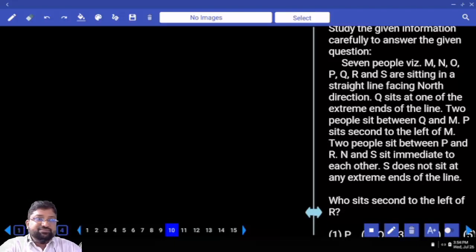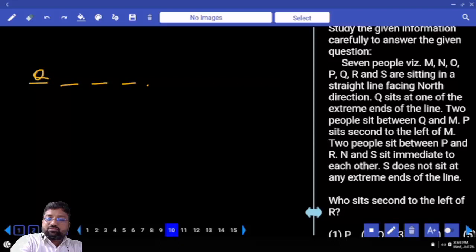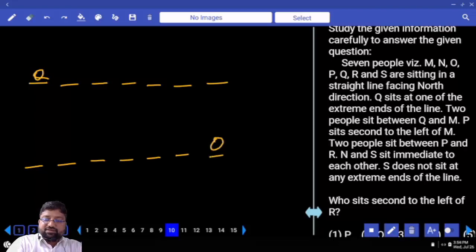Total how many persons? 7 persons. Q sits at one of the extreme ends of the line. This is Q. 1, 2, 3, 4, 5, 6, 7. 2 persons sit between Q and M. P sits second to the left of M.